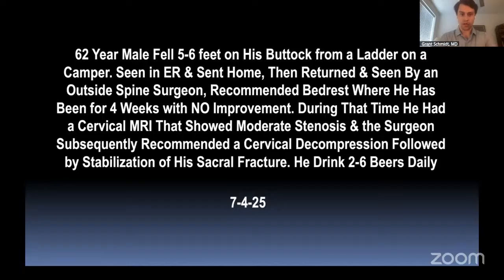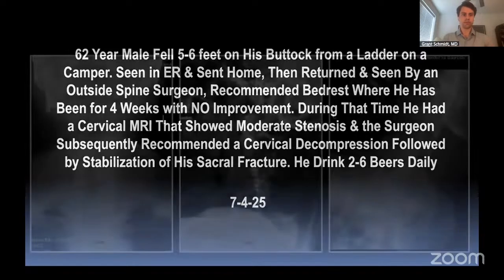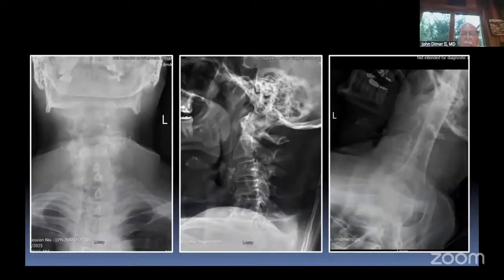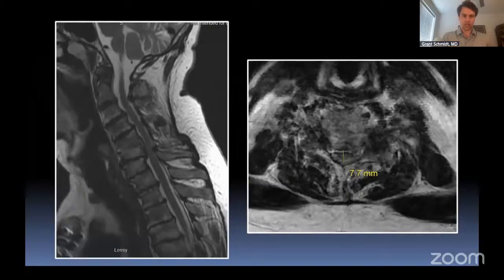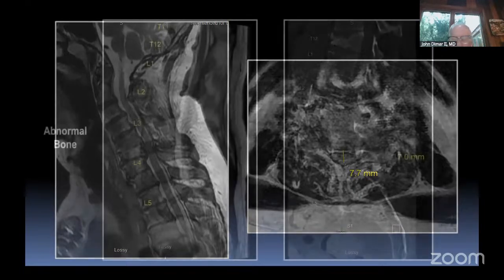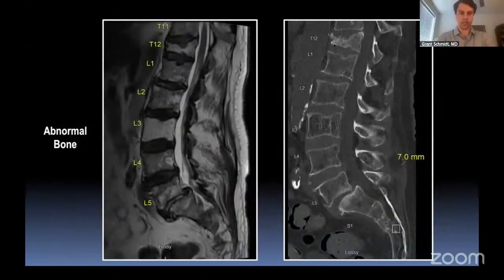During that time, he had a cervical MRI that showed moderate stenosis, and the outside surgeon subsequently recommended a cervical decompression followed by stabilization of his sacral fracture. Of note, he drinks 2 to 6 beers daily. Here are some X-rays of his cervical spine. And then you can see a sagittal and axial cut of his cervical MRI showing a severe stenosis at C6-7.